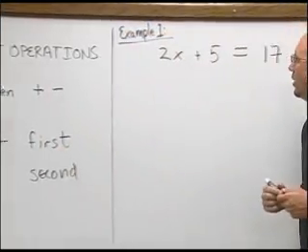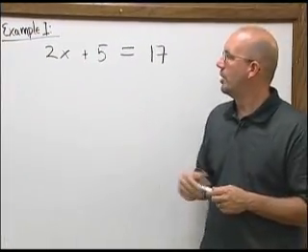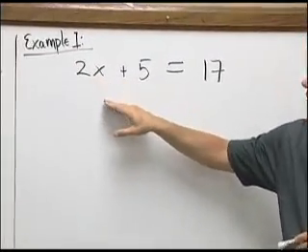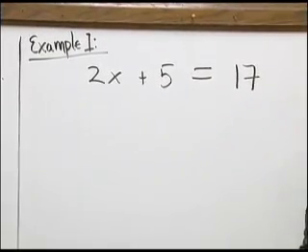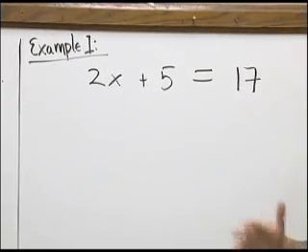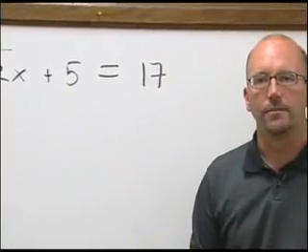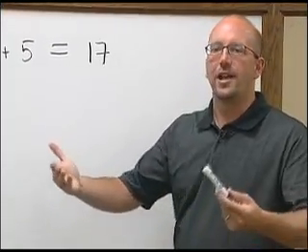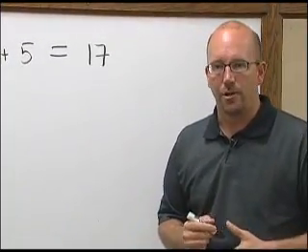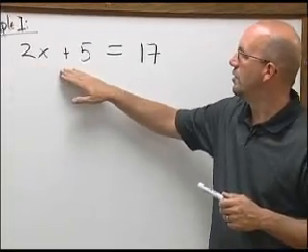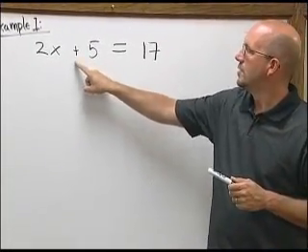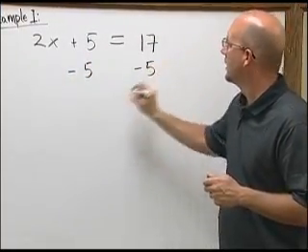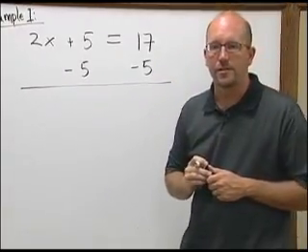Let's look at example number 1 here. In example number 1, we have a variable that's not only being multiplied by a number, 2 times x, we're also adding 5 to that particular variable. So to solve this, again, we must undo what's being done, and we must do the same thing to both sides. Remembering that I must work in the reverse order of operations, the first thing that I'm going to undo is what I'm adding to the variable. So to undo the plus 5, I will subtract 5. And again, I must do it to both sides.